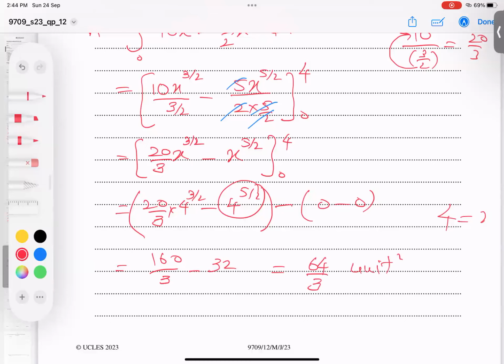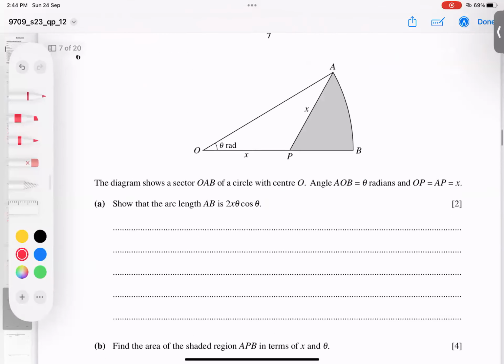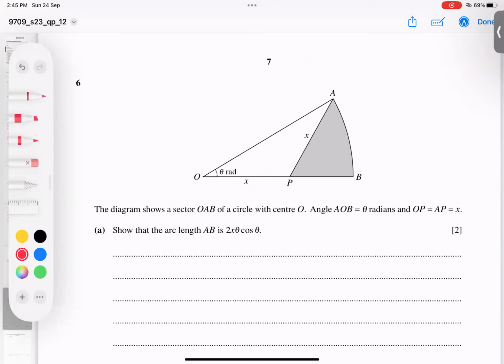So this is the answer here. Alhamdulillah Rabbil Alameen. Let's go for question number 6. We have been given a sector. You can see a very clear sector, and this is called the arc length. He said to show the arc length is this much.